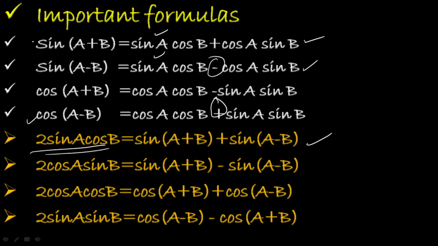That means you have to add these two. Adding these two, the second term automatically vanishes. So 2 sin a cos b is equal to sin of a plus b plus sin of a minus b, whereas 2 cos a sin b is equal to, you have to subtract these two. That is sin of a plus b minus sin of a minus b gives you 2 cos a sin b, whereas adding the cosine formulas gives you 2 cos a cos b, that is equal to cos of a plus b plus cos of a minus b, whereas 2 sin a sin b is nothing but cos of a minus b, subtracting this from this, that is cos of a minus b minus cos of a plus b.